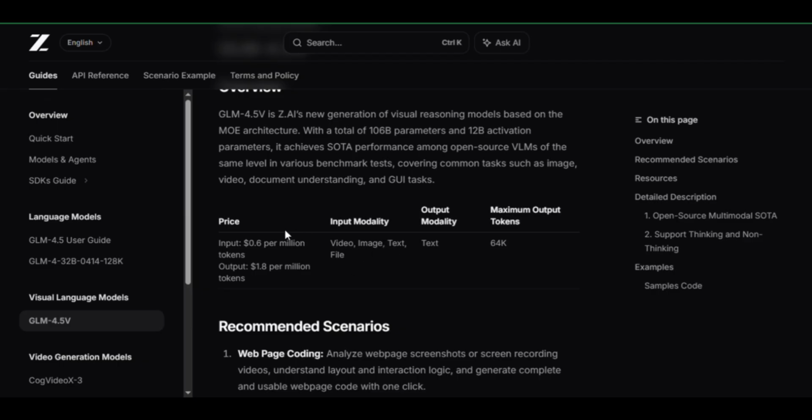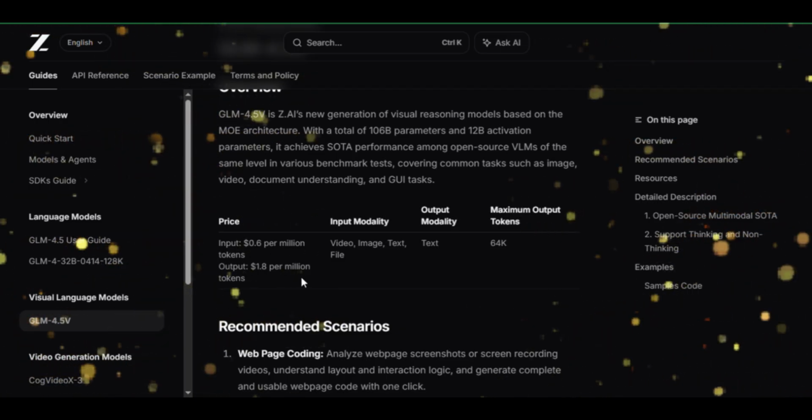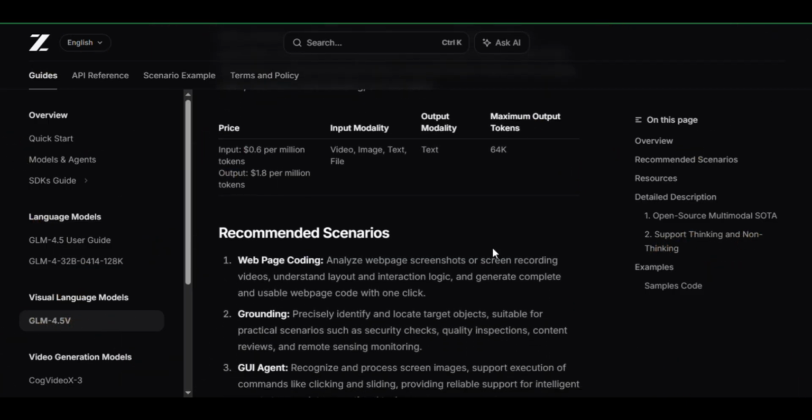Pricing: input, $0.6 per 1 million tokens. Output, $1.8 per 1 million tokens. Max output, 64K. That's massive for complex projects.